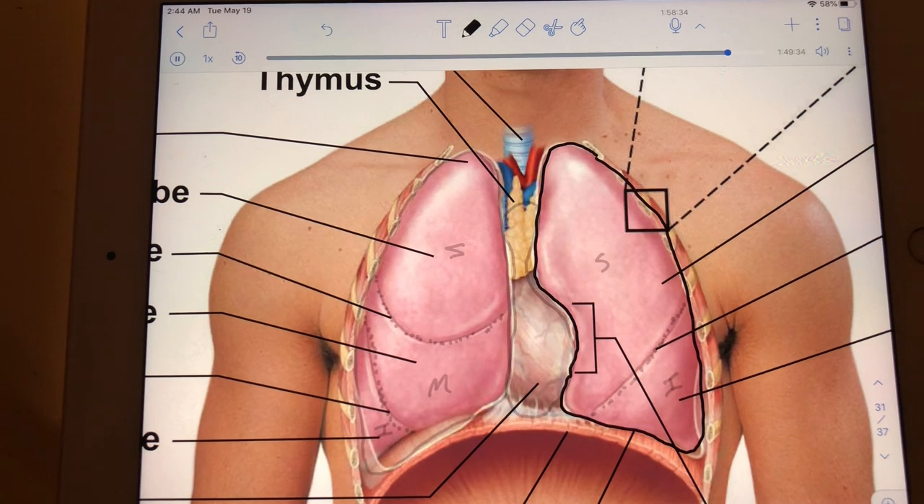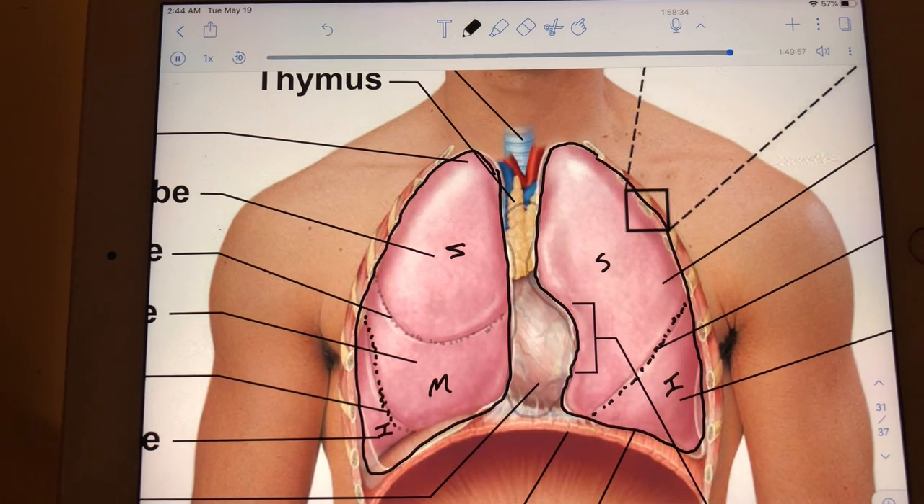Okay, here's the superior lobe. Here's the inferior lobe, and dividing the two, an oblique fissure, okay? There's the right lung. Okay? Superior, inferior, and middle lobe. Another oblique fissure, whereas here, dividing superior and middle, horizontal fissure, okay?